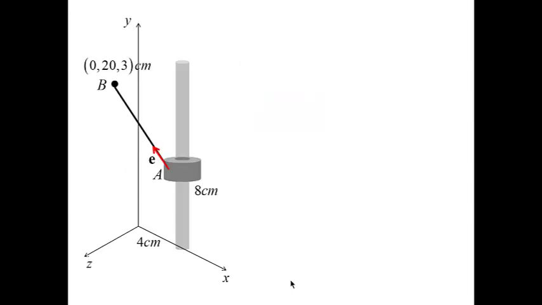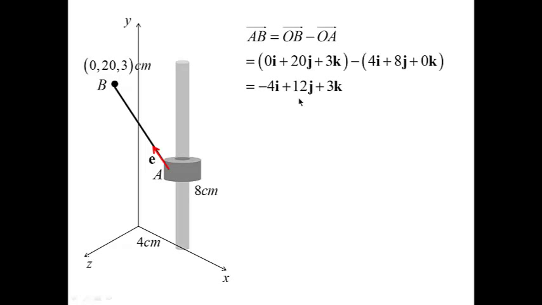To carry out this task, I first of all identify the vector E as the unit vector of the force, or the unit vector of the vector AB, which represents the cable. To calculate the vector AB, I will subtract from the coordinates of the terminal point B the coordinates of the origin A. The coordinates of B are 0, 20, and 3. And the coordinates of A are calculated as follows. The x coordinate is 4. The y coordinate is 8, and the z coordinate is 0, simply because the point A is located in the xy plane. As a result, we obtain this expression for the vector AB.